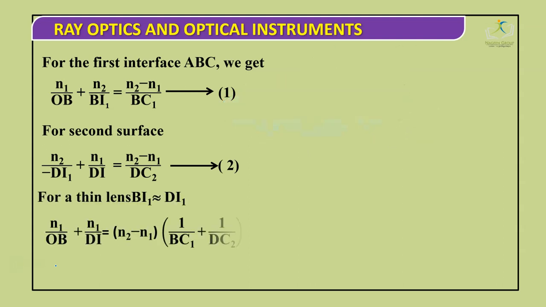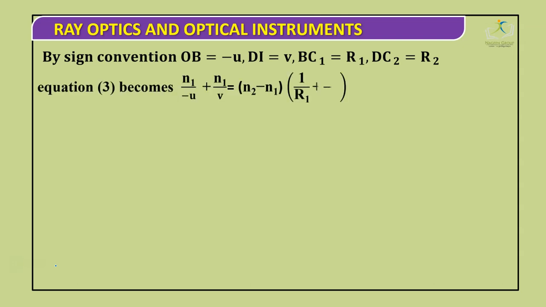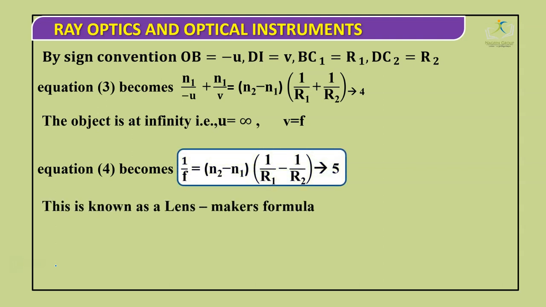Adding both the equations, we receive this term, and by sign convention OB is equal to minus u, DI is equal to v, BC is equal to R1, and CD is equal to R2. The equation becomes n1 by minus u plus n2 by v is equal to (n2 minus n1) times (1 by R1 plus 1 by R2). When the object is at infinity, that is u is equal to infinity, v is equal to f. Equation 4 becomes 1 by f is equal to (n2 minus n1) times (1 by R1 minus 1 by R2). This is the fifth equation, known as the lens maker's formula.